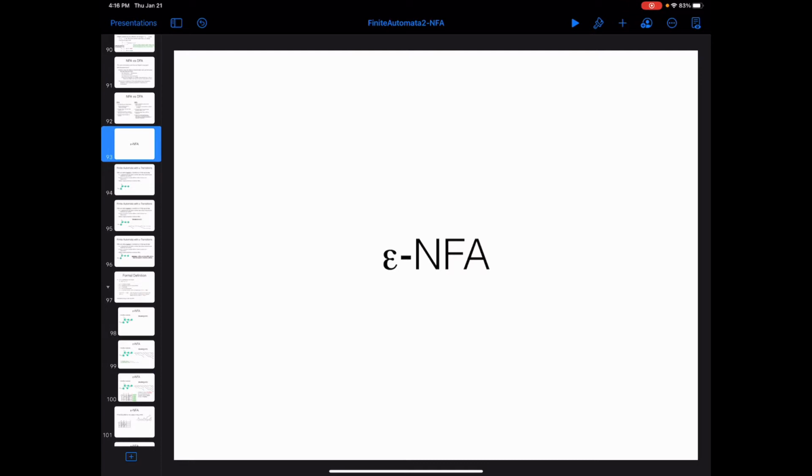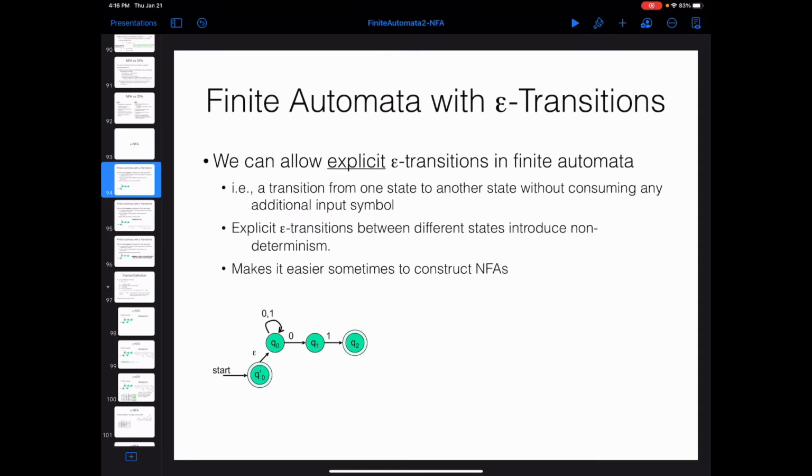We are continuing our discussion about finite state automata, and in this video I'm going to talk about epsilon NFAs. We have so far seen deterministic finite automata. We have talked about the non-deterministic ones, where at each situation you might be in more than one state, and epsilon NFA actually is just an extension over NFA.